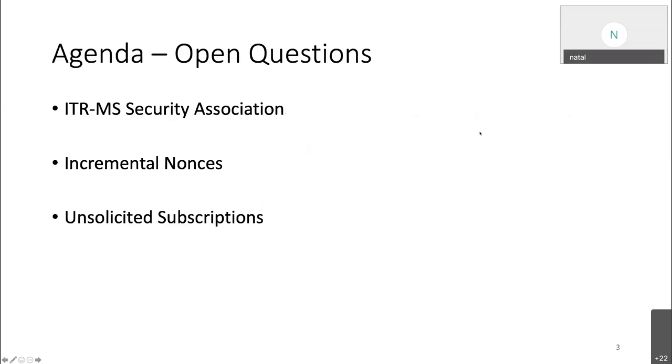So now, the questions that at least I have, and I guess some of you have, feel free to ask here. The biggest one for me is how we establish an ITR map server security association. We have some options on the slides we'll discuss, and this will probably take most of the time of the presentation. Then, how we handle incremental nonces in PubSub, following the same approach as in the VPN documents, where we use incremental nonces to prevent replay attacks. And then a minor note on security subscription that will be really quick.